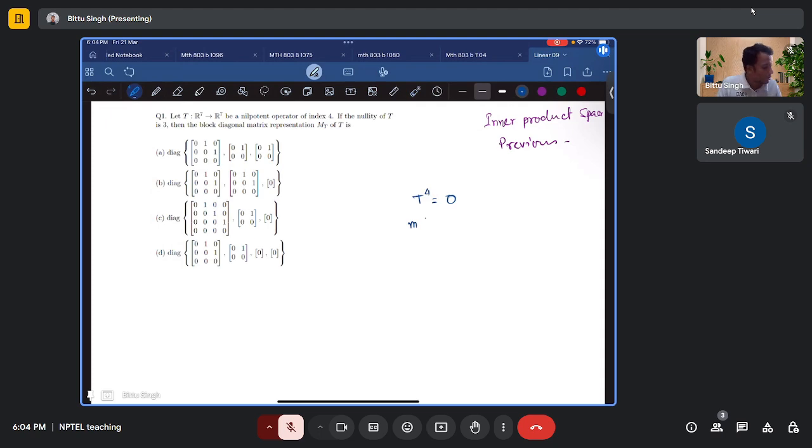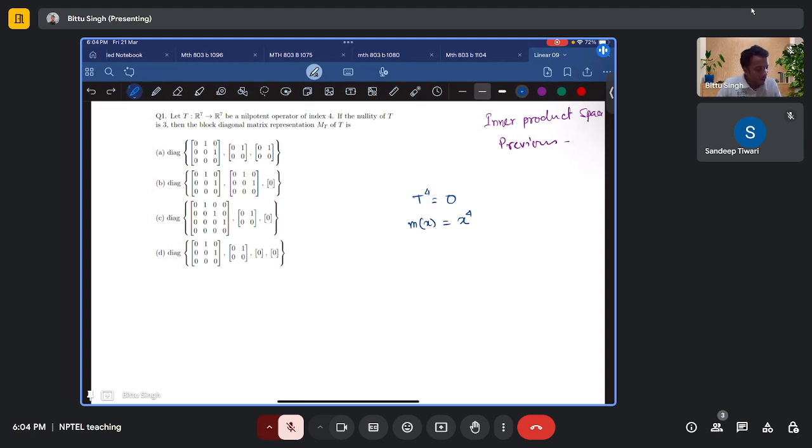So the minimal polynomial of this nilpotent operator will look like x to the power 4, because we know for a nilpotent operator the only eigenvalue is 0, therefore the minimal polynomial must be of the form x to the power n, and here 4 is the lowest degree for which this equation is satisfied. Therefore the minimal polynomial of this will be x to the power 4.